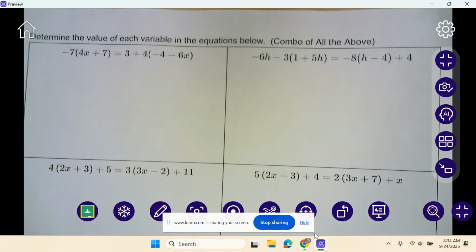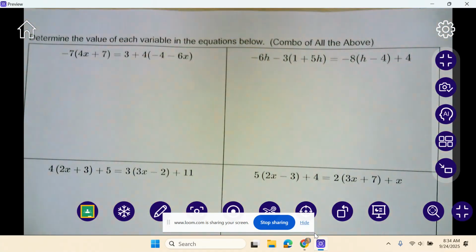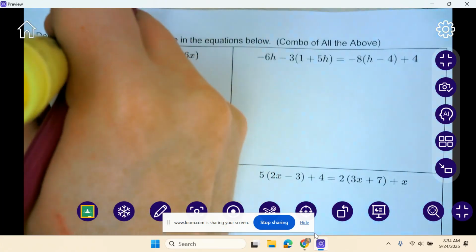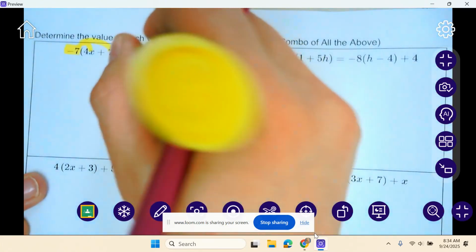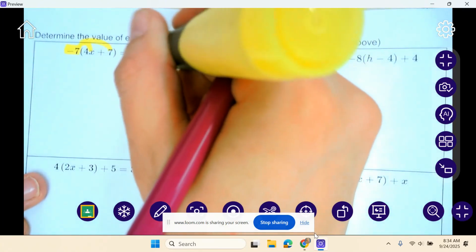We're going to go through a little bit faster just because we've already gone through the steps a little bit slower. So now we kind of know what's going on. So we're going to take this negative 7 and distribute it. We're going to take this 4 and distribute it as well.